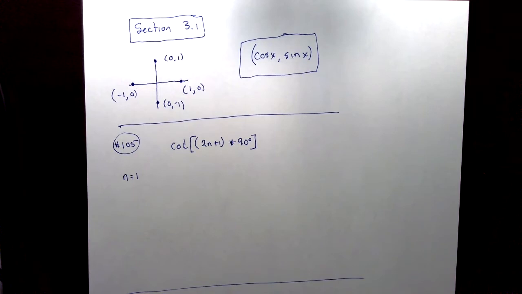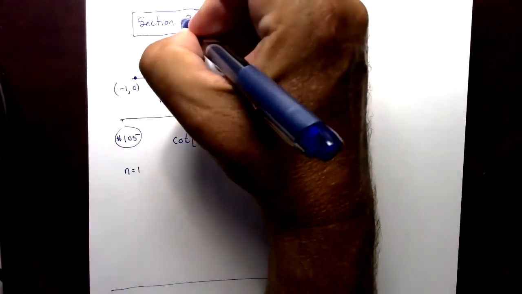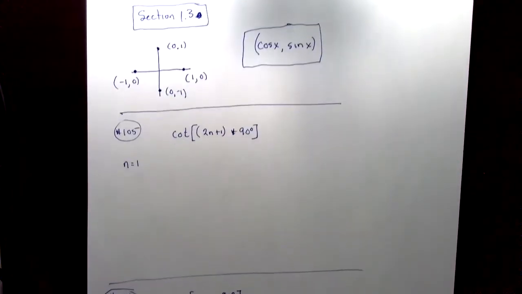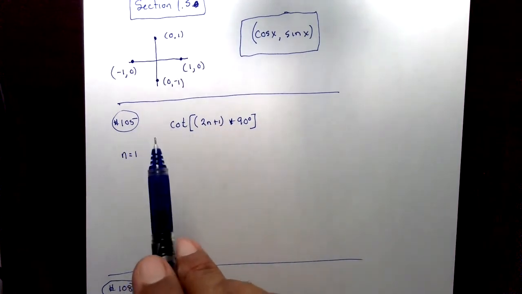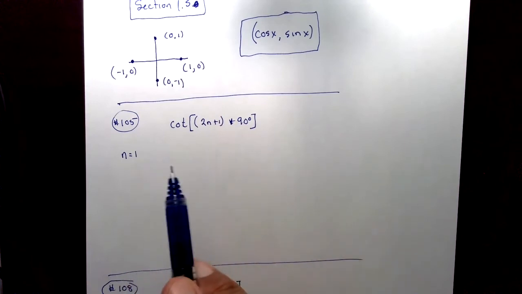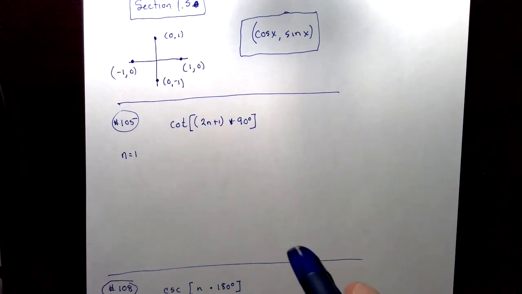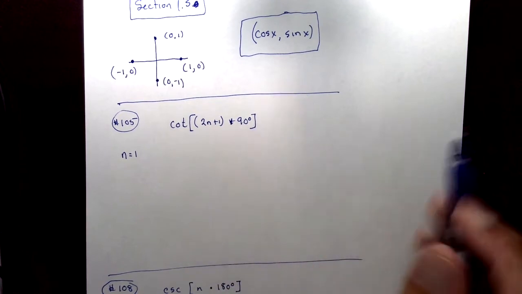Math 104 trig class. I had asked if there were any questions that anyone might have, and I did get a request from a student about doing two problems from section 1.3, not section 3.1. So let me make that correction first of all. The questions were number 105 and number 108. If you take a look at question number 105, it says cotangent of the quantity 2n plus 1 times 90 degrees.